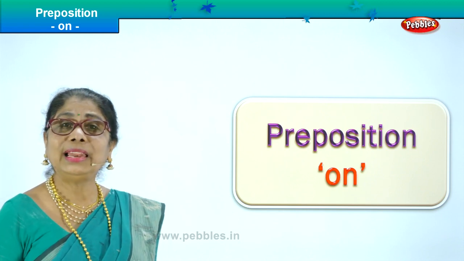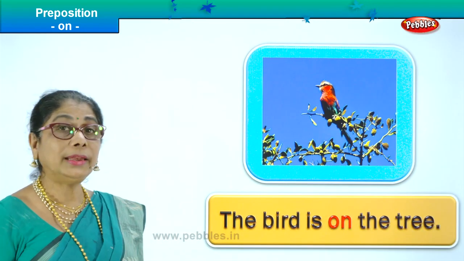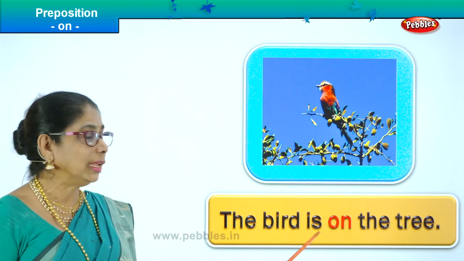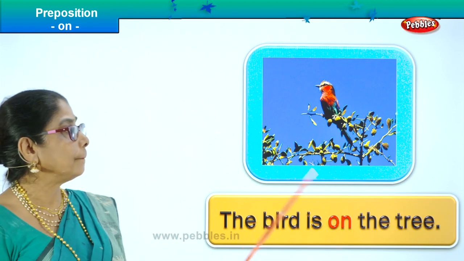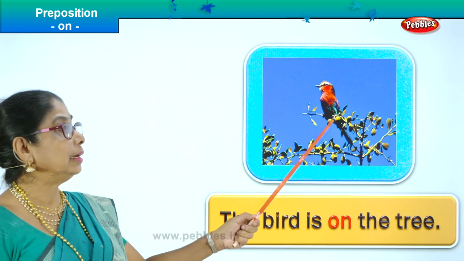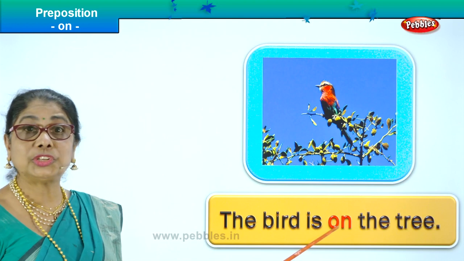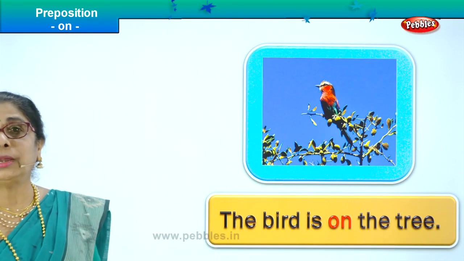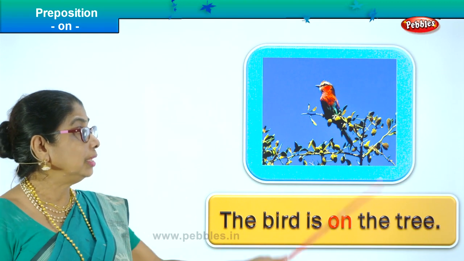Here we are. Let's look at our first picture. Preposition on. Because we are doing preposition and we are taking this word on, it will be in red color. When you read, just have a look at it. Look at the picture. What do you see in the picture? A bird. Where is the bird? On. We are doing preposition on. Where is the bird? On the tree. Read the sentence. The bird is on the tree.